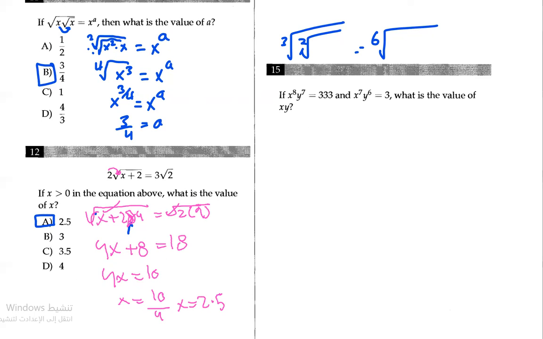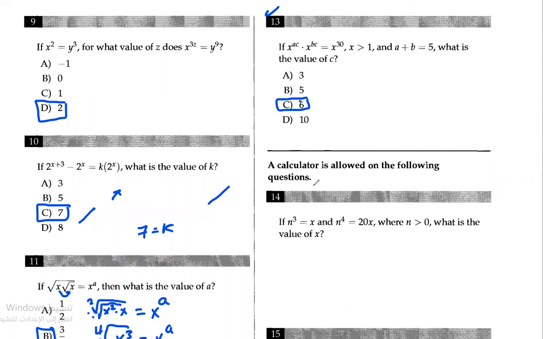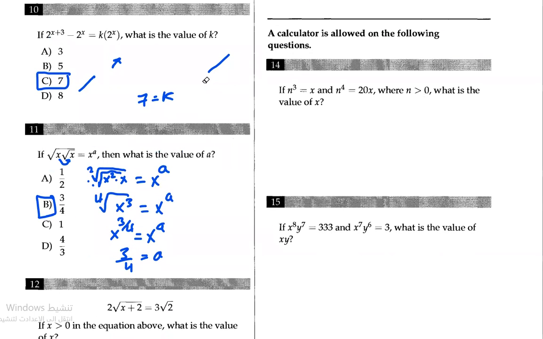Okay, now we will go to the last 2 questions in this chapter 1. A calculator is allowed on the following questions. We try to solve it; if you try to solve without a calculator, that's fine. Okay, read number 14, Zainab. If n cubed equals x and n to the power 4 equals 20x, where n is greater than 0, what is the value of x?